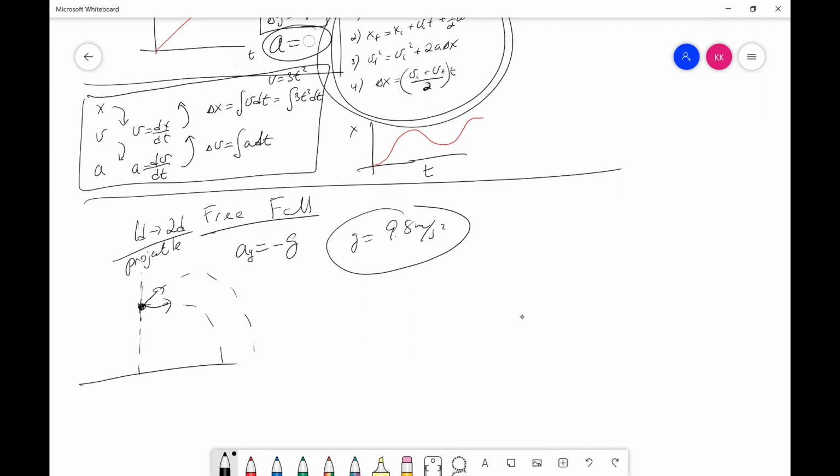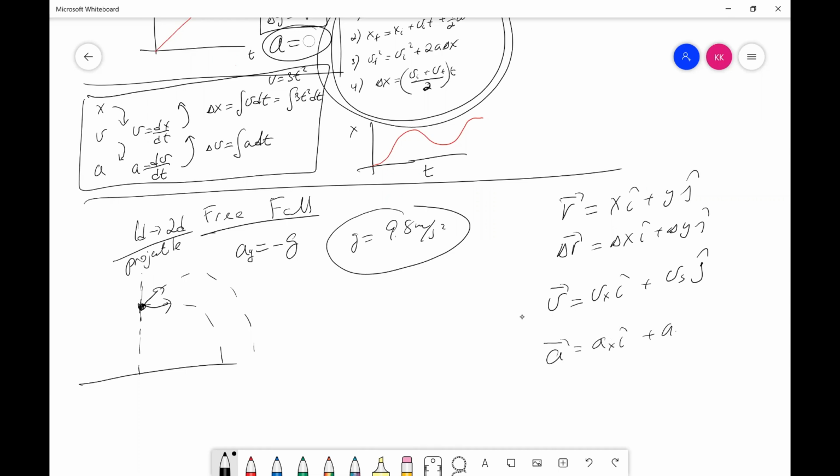Because remember, when you go into two dimensions, you have this. Think like this: you have r, which is the position, x i hat plus y j hat. If you're looking at change in position, it becomes delta x i hat plus delta y j hat. Then you have a velocity, where you have an x component and a y component. And then you have an acceleration, which is ax i hat plus ay j hat. So this is general two-dimensional motion.